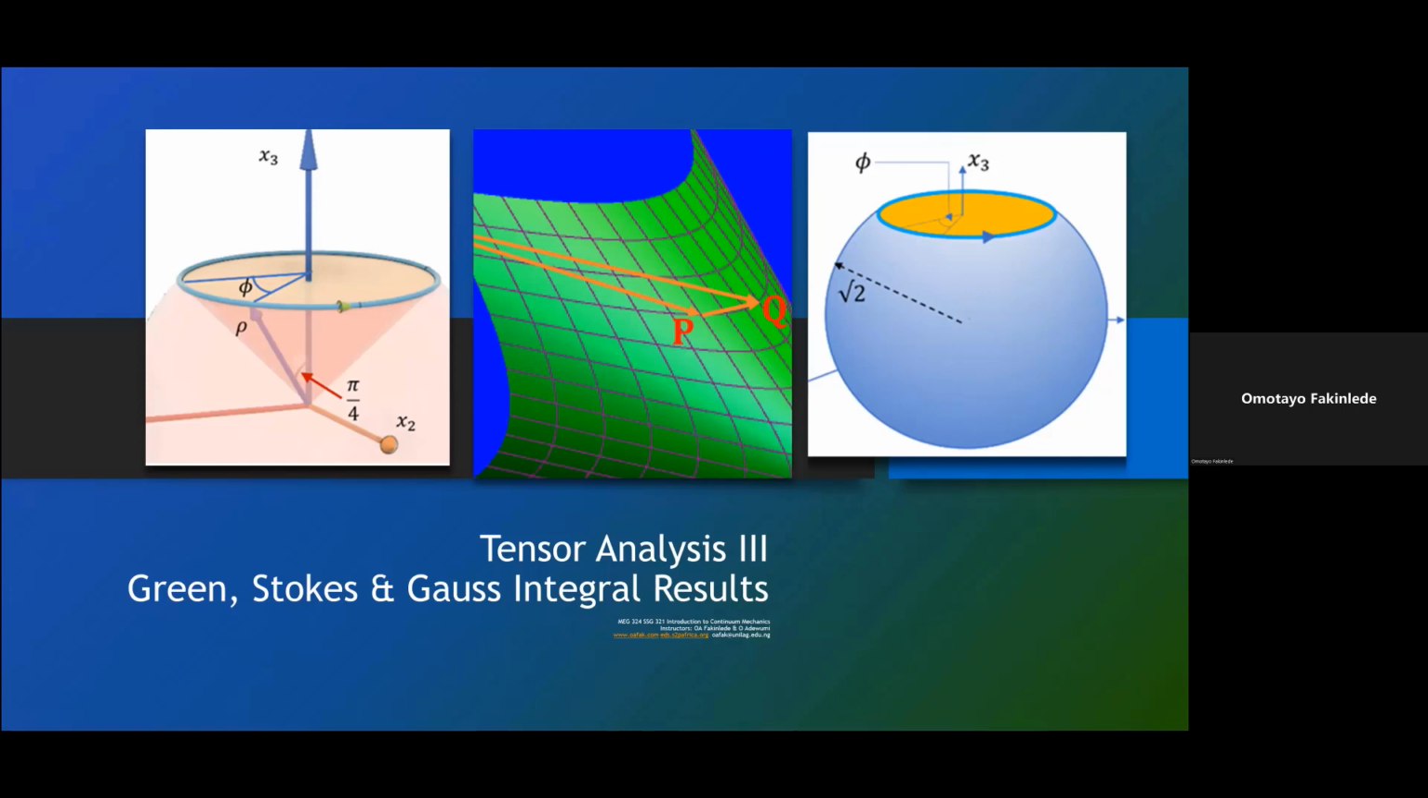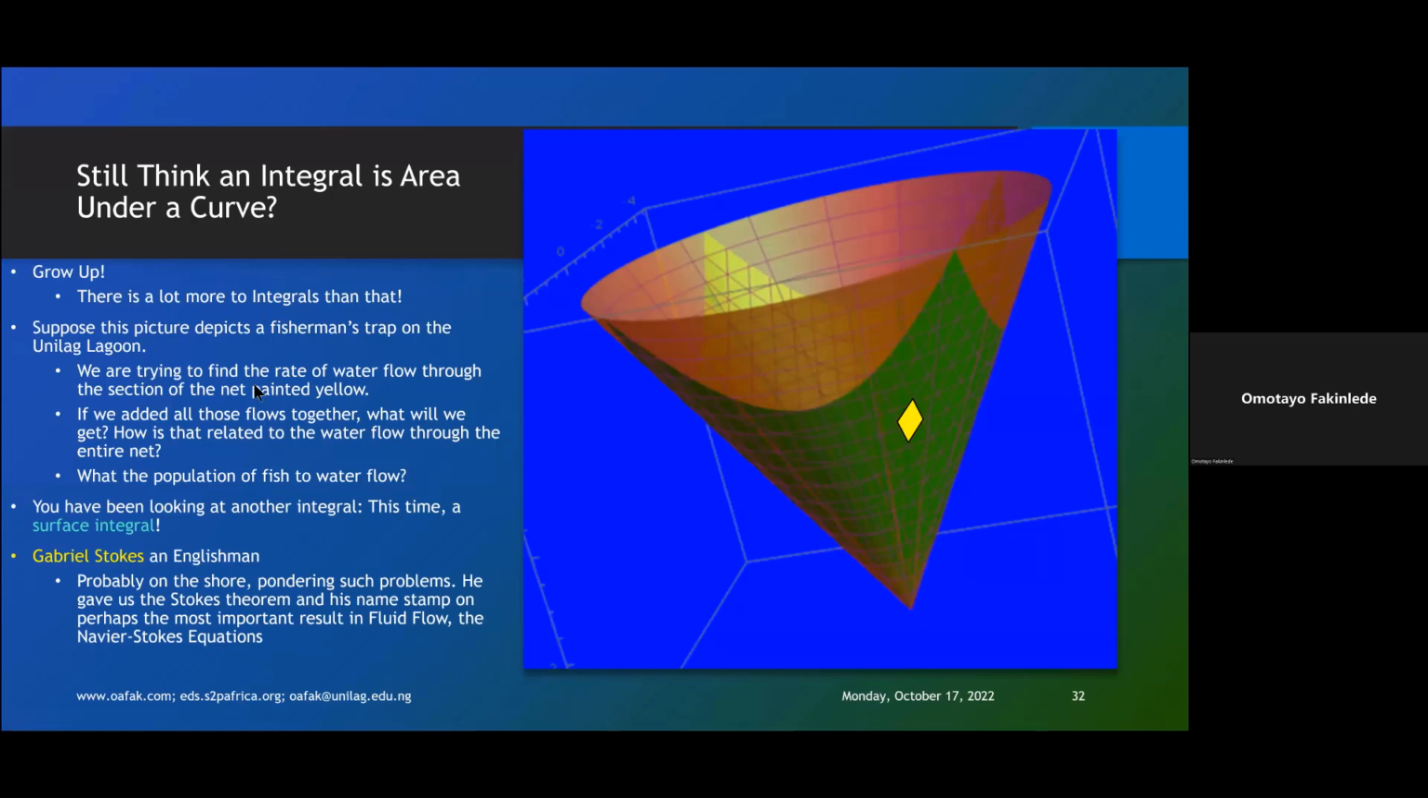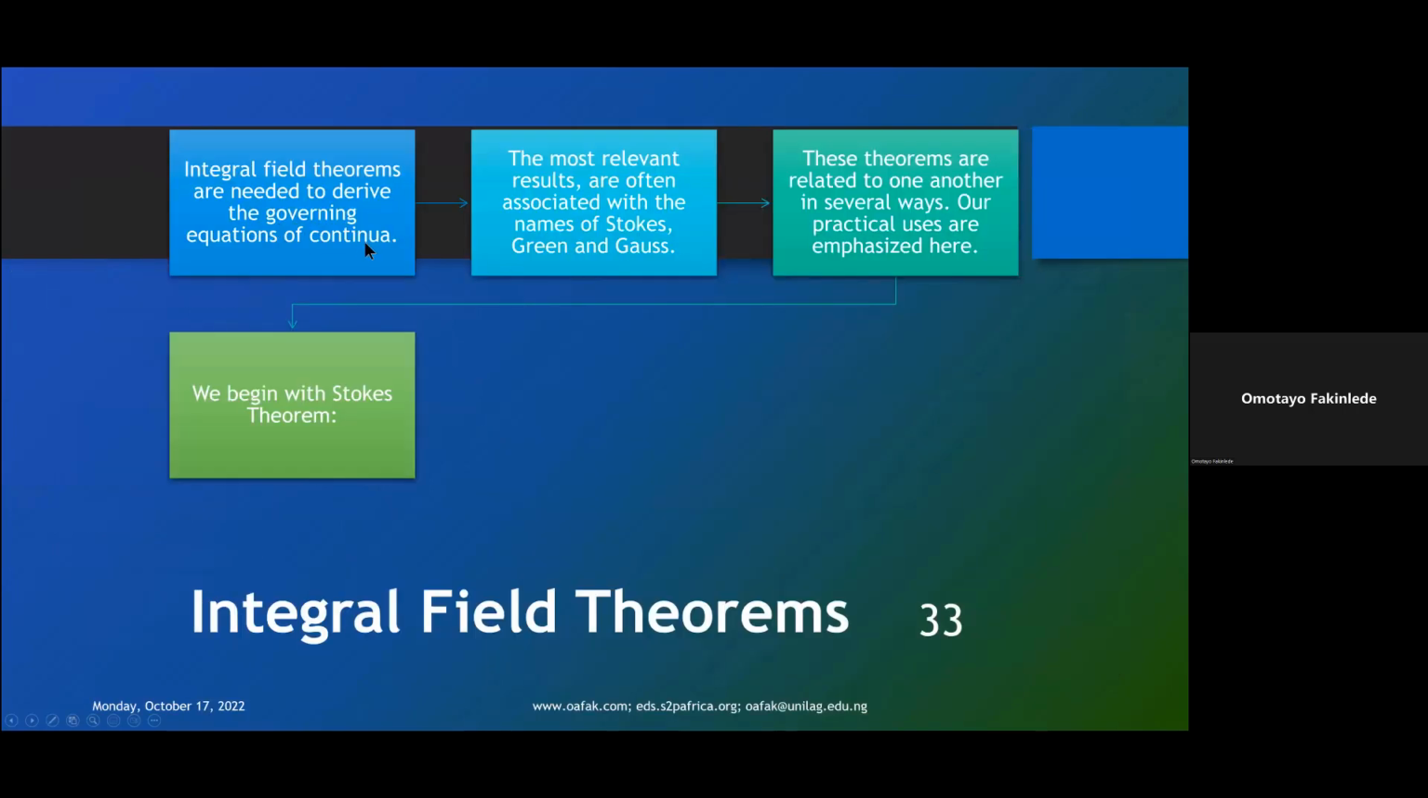I think I want to move on from there. Integral field theorems are needed to derive the governing equations of continua. And continua can be fluids, can be solids, can be anything that an engineer is working on. The most relevant results are often associated with the names of Stokes, Green, and Gauss. These theorems are related to one another in several ways.